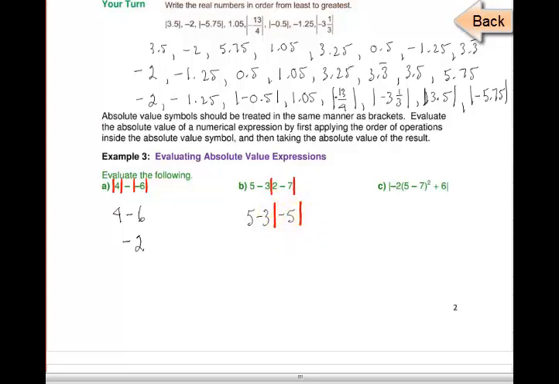Okay, so that will be 5 minus, and then remember, when there's no sign between a number and a bracket, that means multiplication. So we're going to go 5 minus 3 times 5, because the absolute value of -5 is 5. And now we will complete the question. We'll go 5 and then minus 3 times 5 is -15, and then 5 minus 15 is -10.